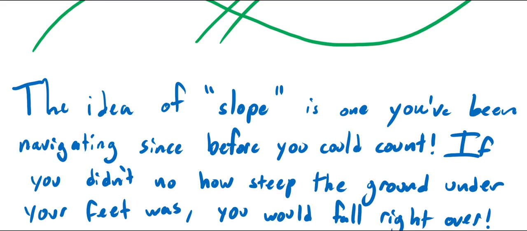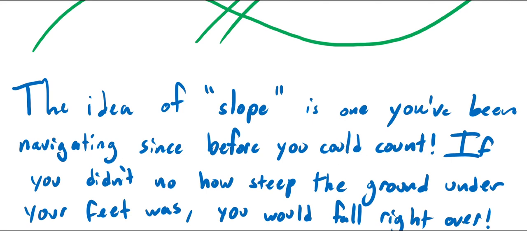So I think a very important concept in mathematics is that when you're introduced to some new piece of information or some new nomenclature or some new object, you shouldn't immediately think that it's going to be something completely alien. You should, in fact, try, if you can, to tie it to something you're already familiar with. And the idea of slope is one that you've already been exposed to. You've been thinking about it since even before you knew what a number was. Now, that's because I'm pretty sure you've been walking since before you've been counting. And if you didn't know how to estimate how steep the ground was, whether it was rising or falling under your feet, you'd fall right down.